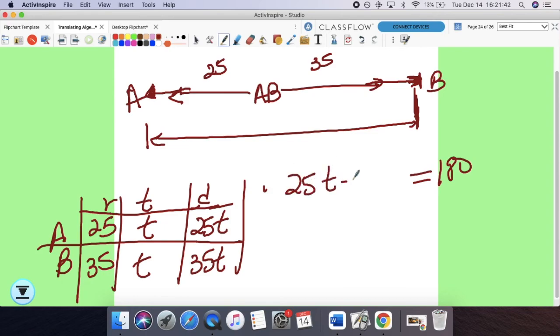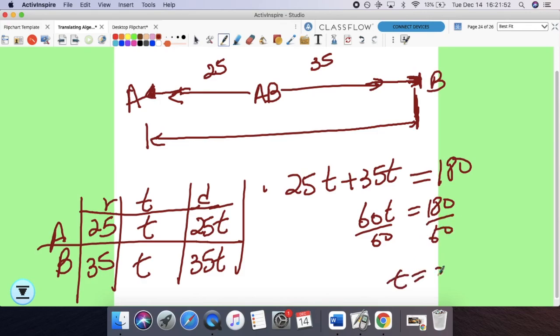25T plus 35T equals 180. What is that? 60T equals 180. Divide both sides by 60. And the time is 3 hours. So both cars travel for 3 hours. One has a speed of 25 miles an hour. The other one has a speed of 35 miles an hour.